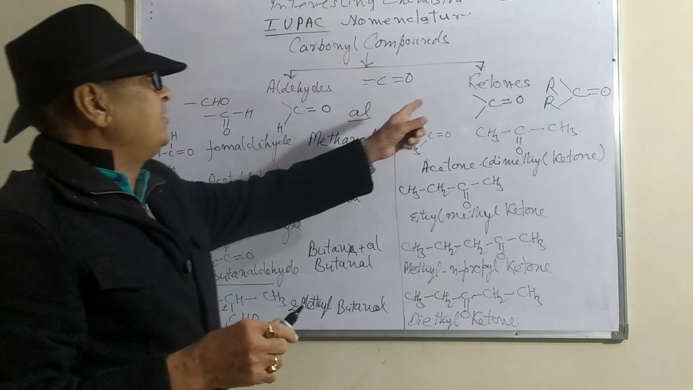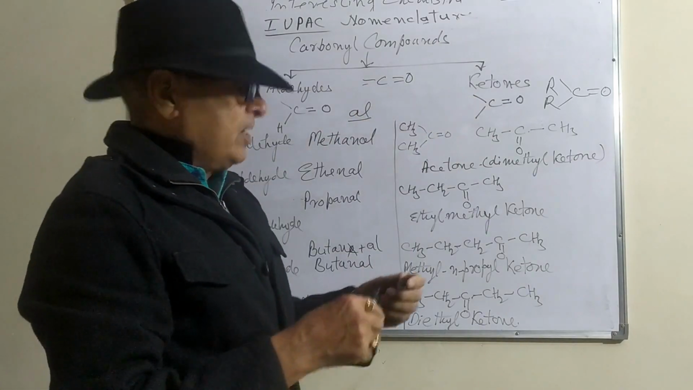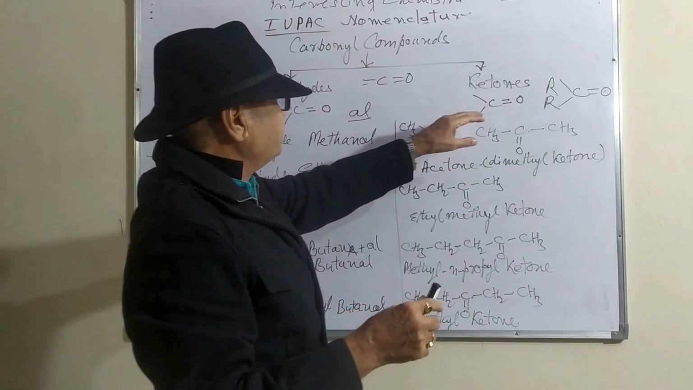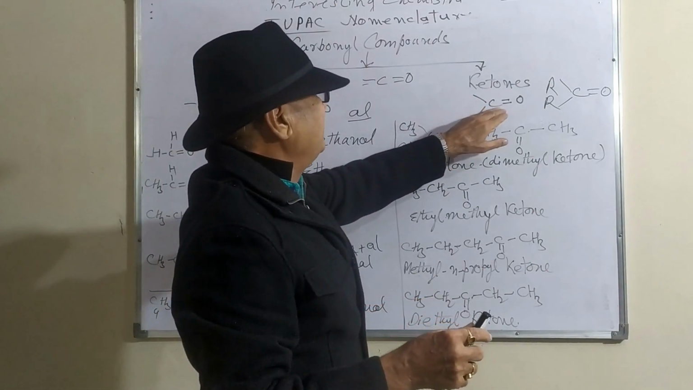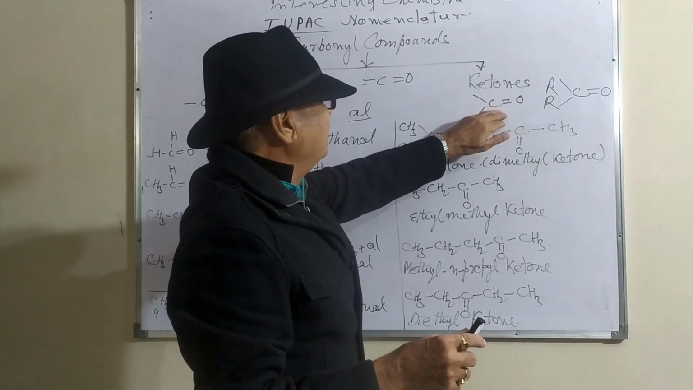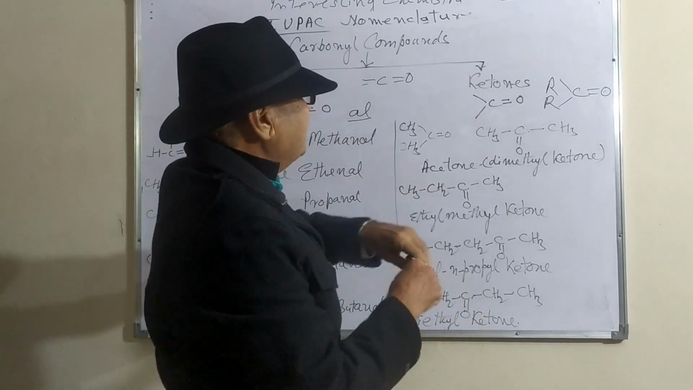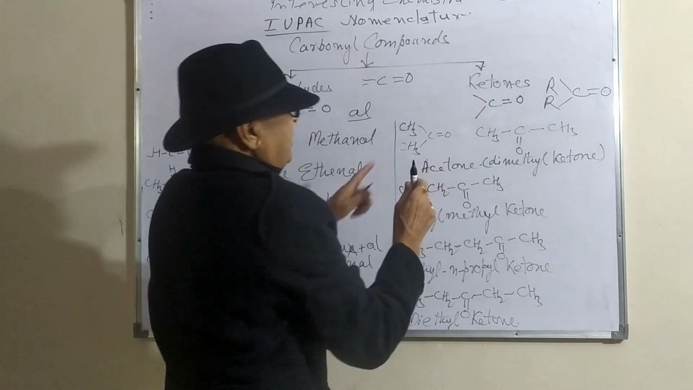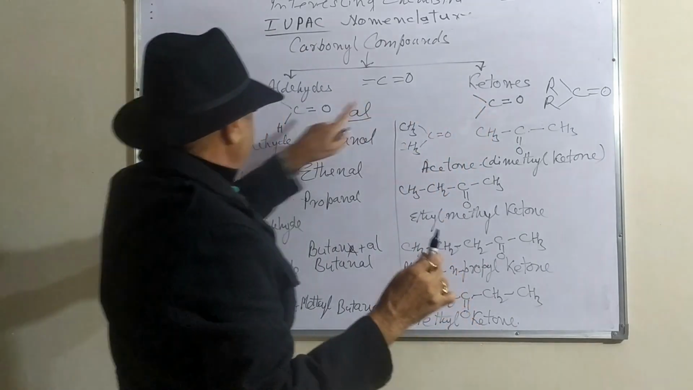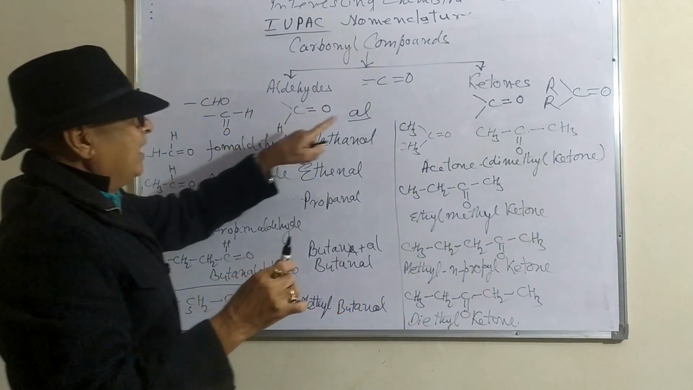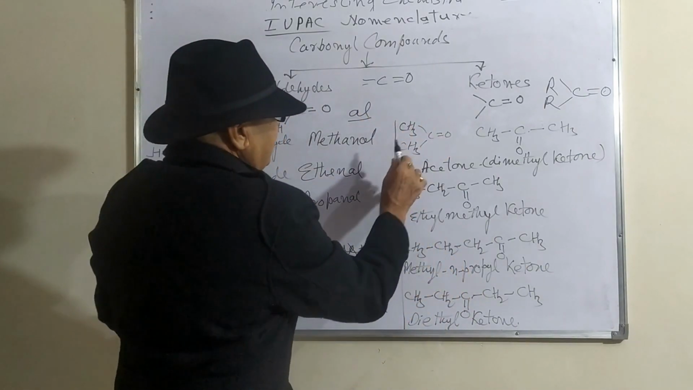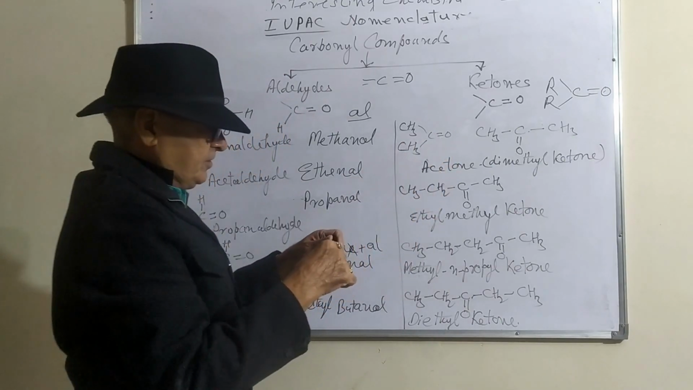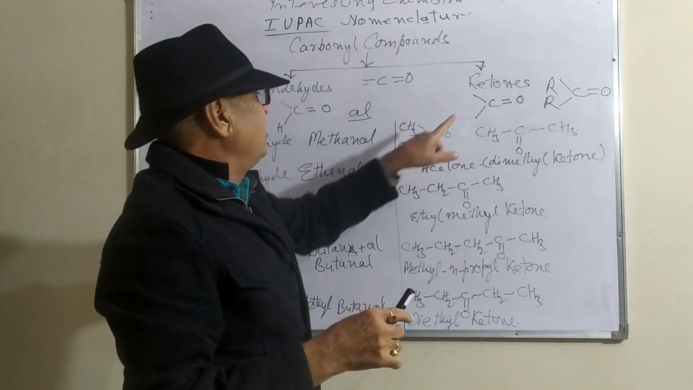Now I am going to tell you about the names of the ketones. Here both the valencies of the carbon of the functional group will be joined with carbon. Here should be carbon, here should be carbon. Otherwise, if you put hydrogen here, then it will be an aldehyde. So here these are CH3 and CH3CO. This is the lowest member of the ketones.